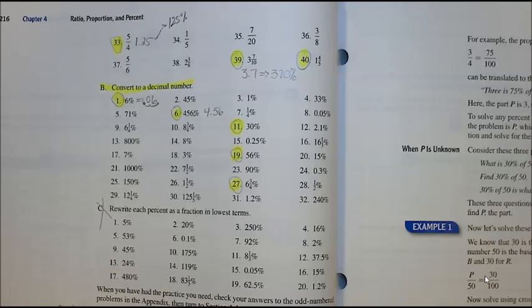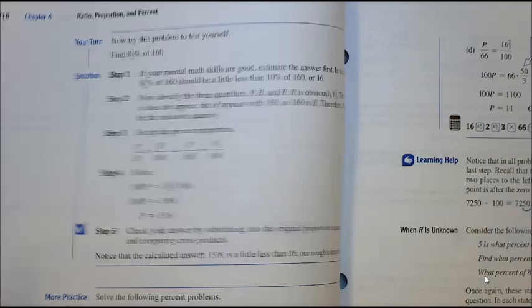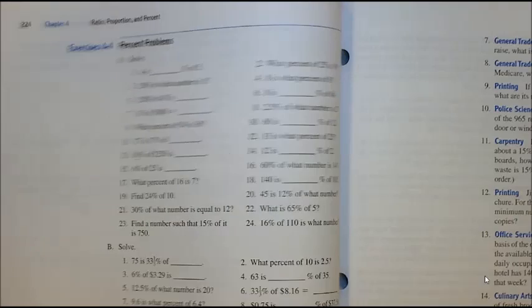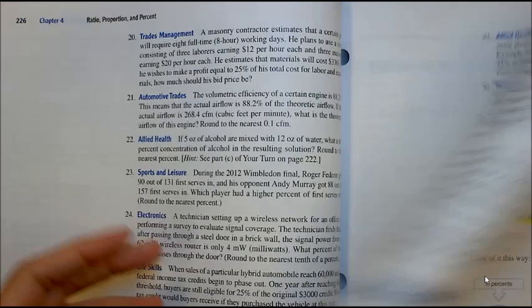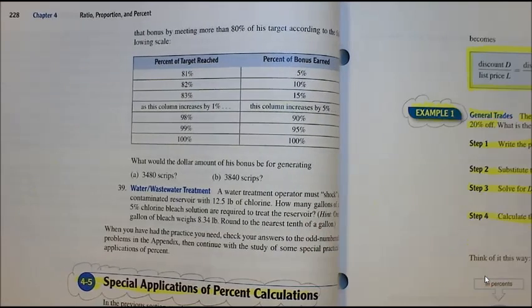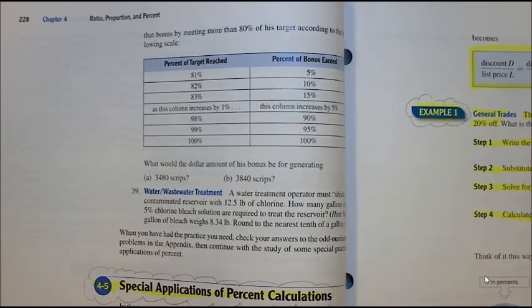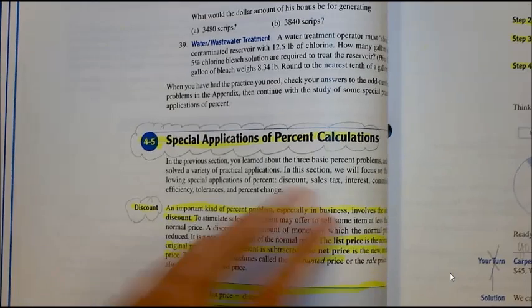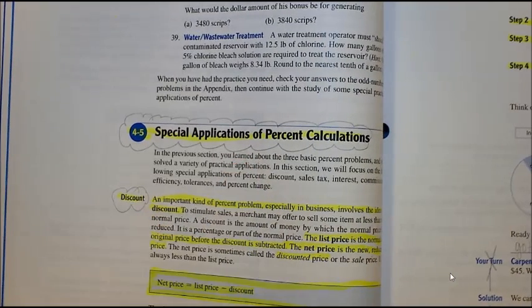So if we go to page 228, we're going to kind of skip over a couple sections here. If there's something that you do indeed want to review, go back. This book does a nice job of laying things out step by step. I really like it. I think it's a great resource. Pricey, but it's a good resource. It's worth it. The next section here is looking at special applications of percent calculations.